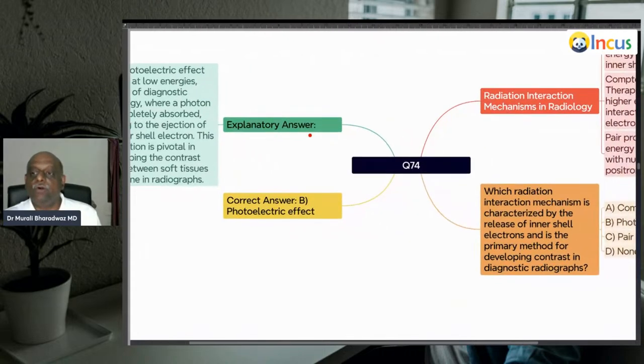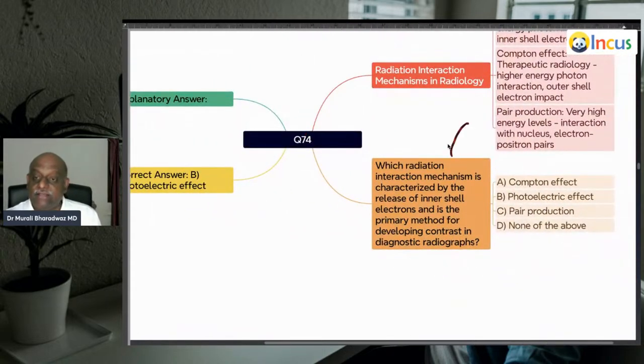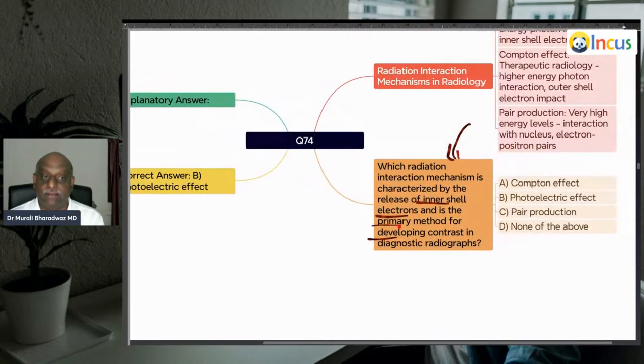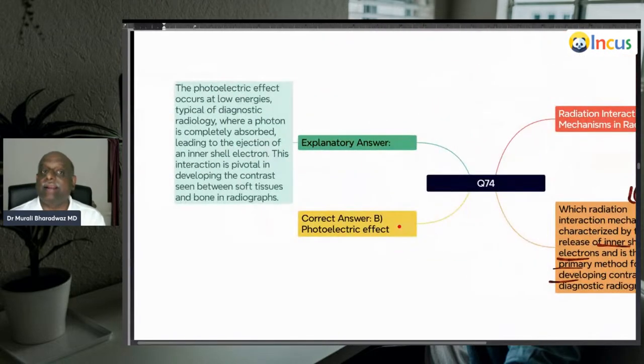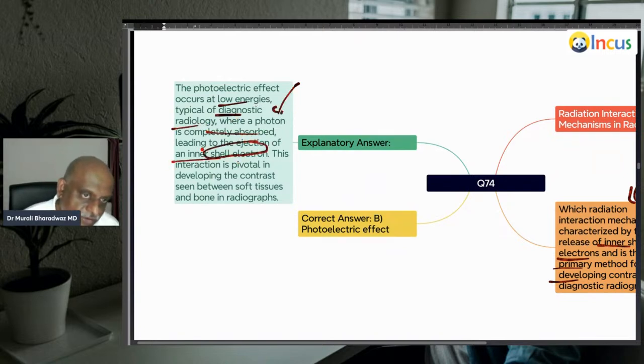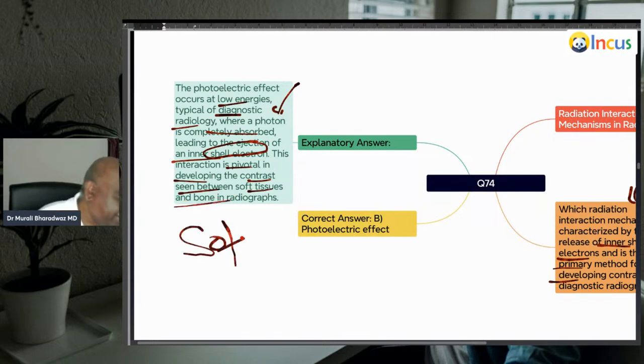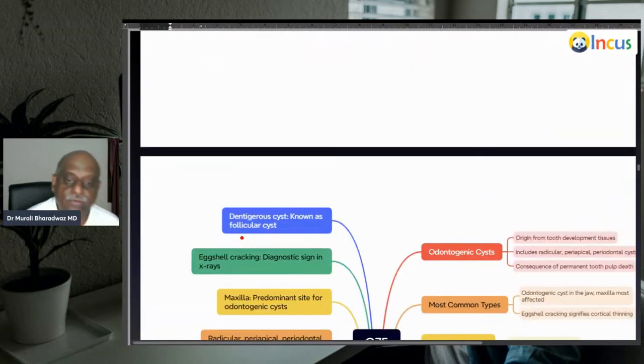Now, doctor, which radiation interaction is characterized by release of inner shell electrons as the primary method of developing the contrast in diagnostic radiographs? It is called the photoelectric effect. It occurs at low energies in diagnostic radiology, where a photon is completely absorbed, leading to ejection of the inner shell electron. This plays a pivotal role in developing the contrast between soft tissues and bone in the radiographs, is what you need to remember.